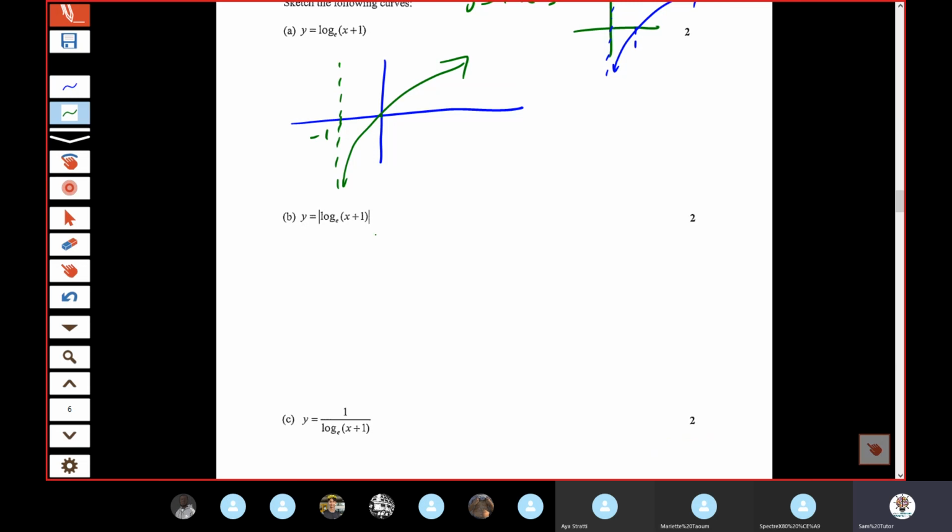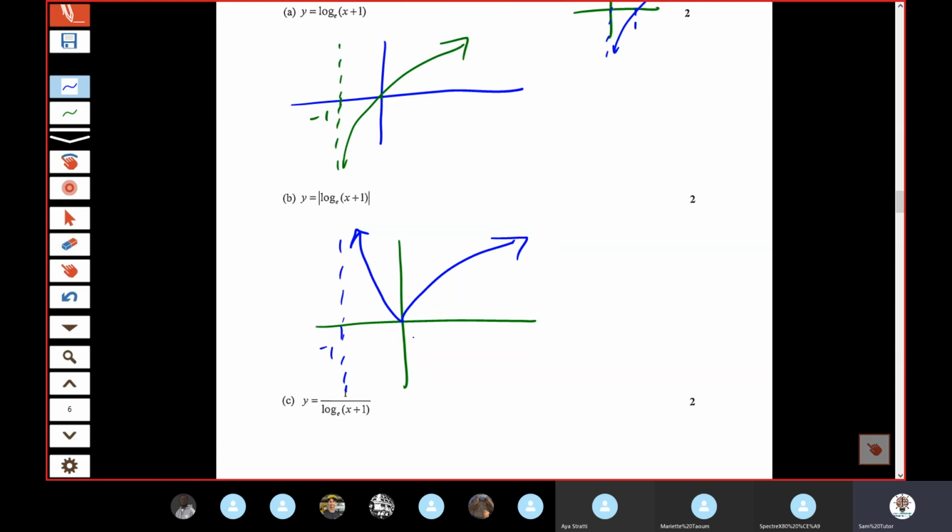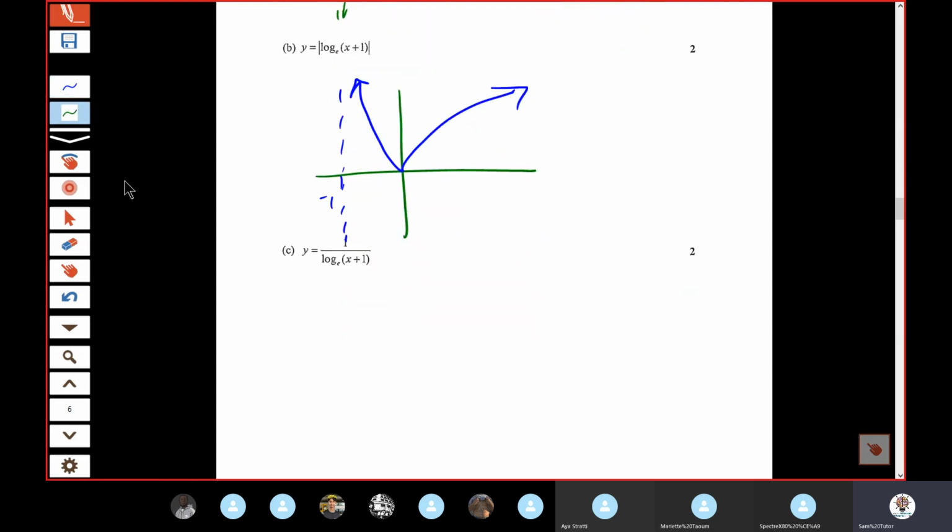Okay, absolute value. Your vertical asymptotes obviously don't change. The bottoms lift up, flip up, and that's a sharp point, and it looks something like that. Like I keep telling you guys, asymptotes don't change for vertical, but your intercepts become asymptotes as well.